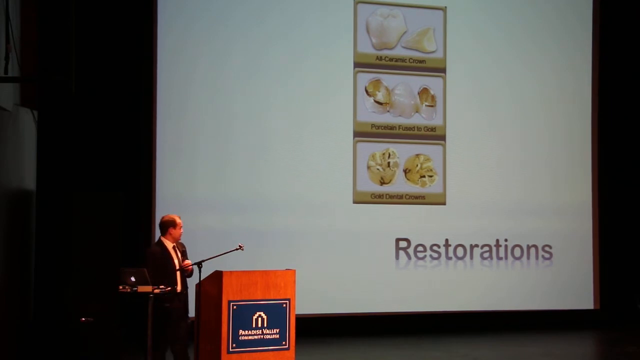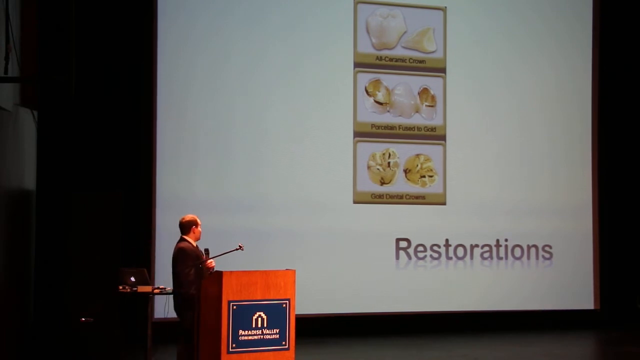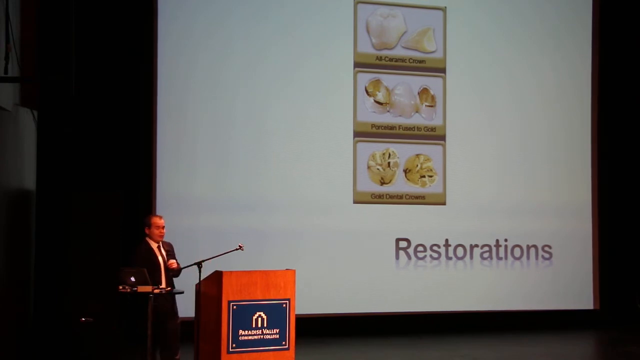So we have the restorations. There are different types of crowns. An all-ceramic crown is going to be zirconium oxide, so think of it like glass. Then there's porcelain fused to gold, where you stack porcelain on a gold crown, or a palladium or platinum crown. Gold is used because it's a noble metal, so it's stable, it doesn't corrode, and it's biocompatible.